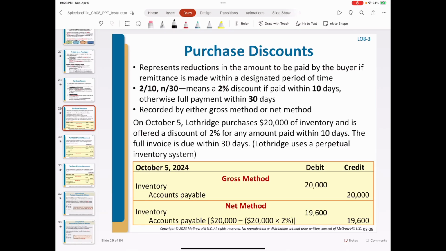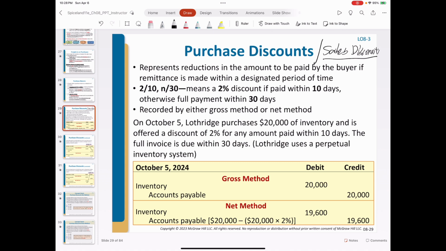Purchase discount. If you still remember what we discussed in chapter 7, we discussed the sales discount. In that part, we were discussing the accounting from the perspective of the seller. Now, for the purchase discount, we discuss the accounting from the perspective of the buyer. The company is a buyer purchasing inventory from a supplier.